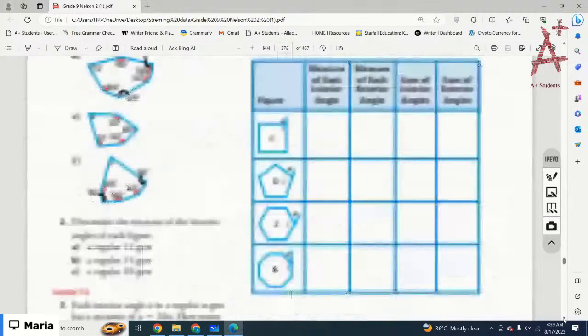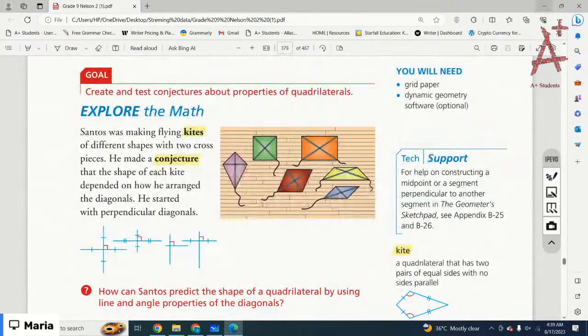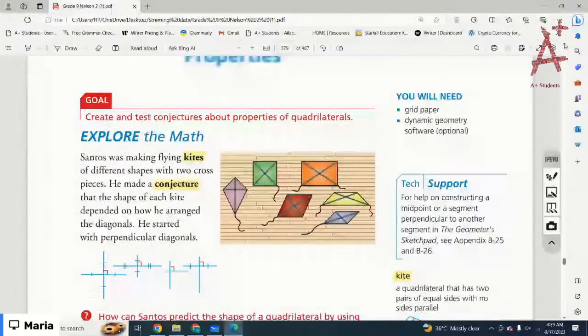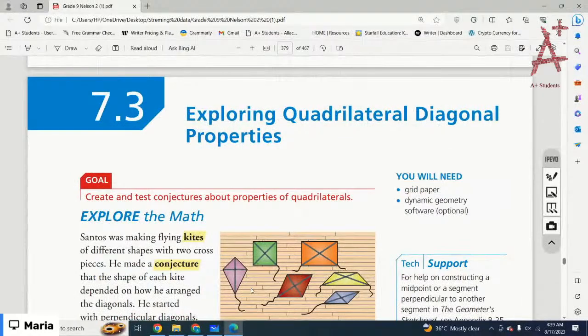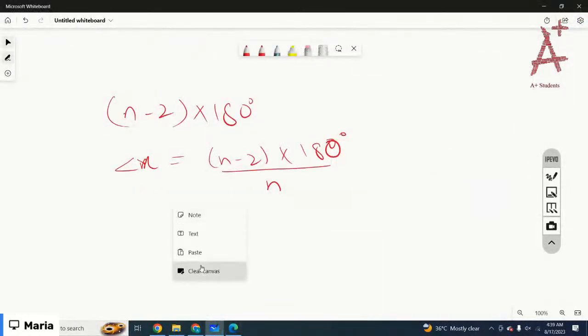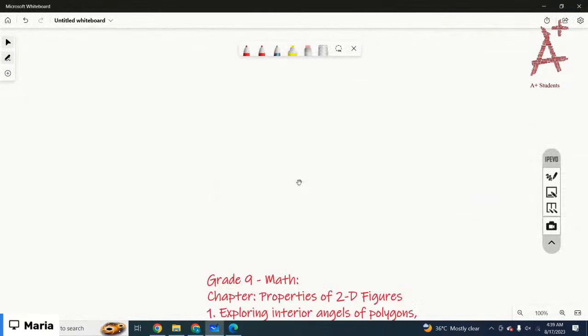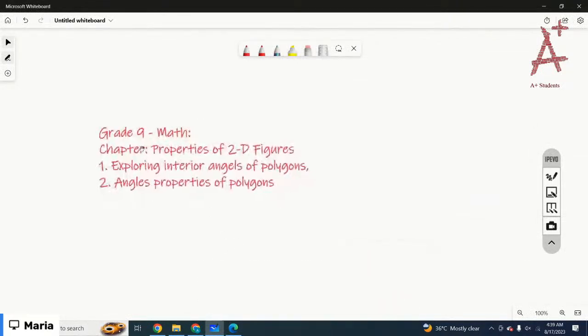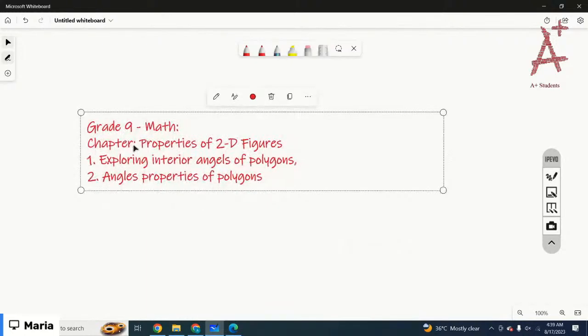Okay, we are done with lesson 7.3. In the next lesson... Okay, so we're working on grade 9 math. We have started chapter 7 today. The chapter name is properties of 2D figures, and the lessons we have covered are exploring interior angles of polygons, and the one we just did, angle properties of polygons. So please make sure before the next session you complete all the questions I skipped.